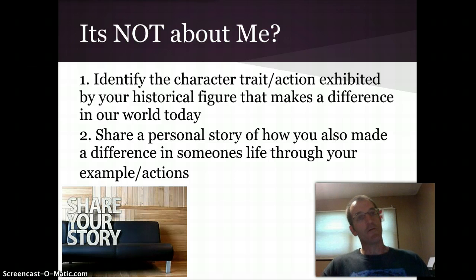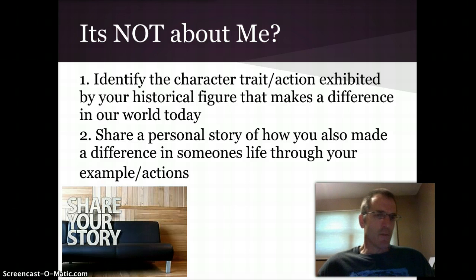And it's not about you. It's not about you and it's not about your character, but it's about both. Number one, to identify that character trait or action that your historical figure exhibited all the way through the war, or maybe it's during a certain point of the war that still makes a difference in our world today. And then be able to take that information and share a personal story about how you also made a difference in someone's life through your examples or actions.